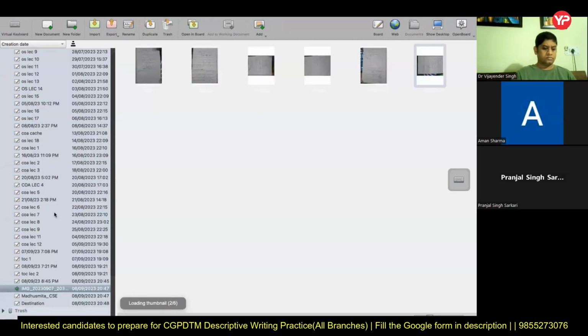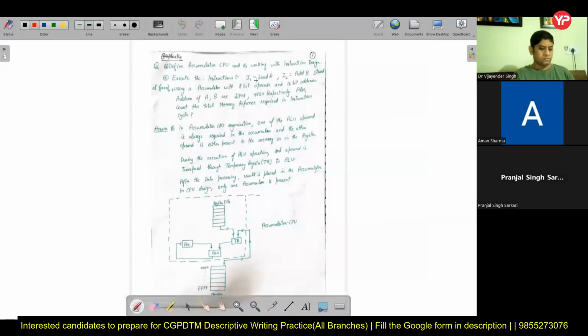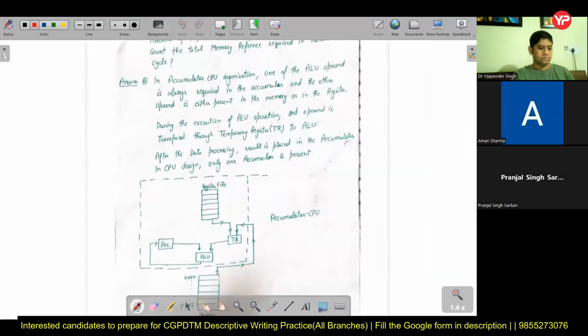Okay, so I'll show you the answer that I have prepared for this. So see what we are doing. Define the accumulator CPU and its working. So here, in accumulator CPU organization, first of all, one of the ALU operands is always required in the accumulator. So we are maintaining that one operand will be present in the accumulator and the other is either present in the register or memory, which we will take through TR. During the execution of ALU operation, the second operand is transferred through the temporary register to the ALU. After the data processing, the result is placed in the accumulator.